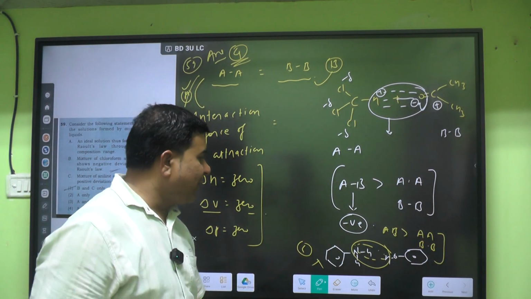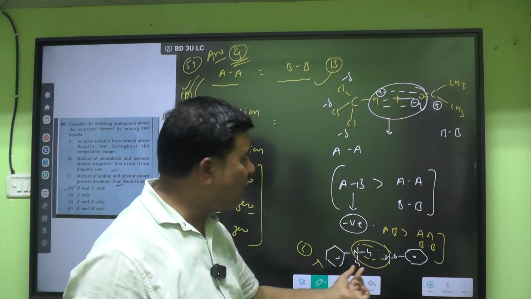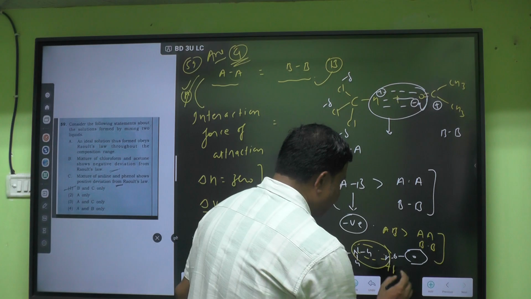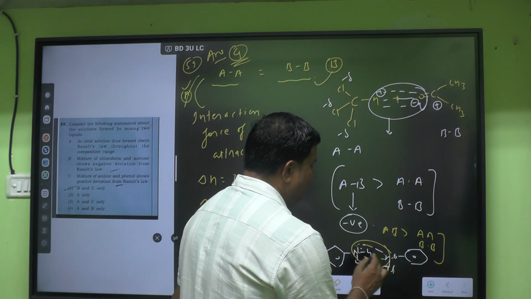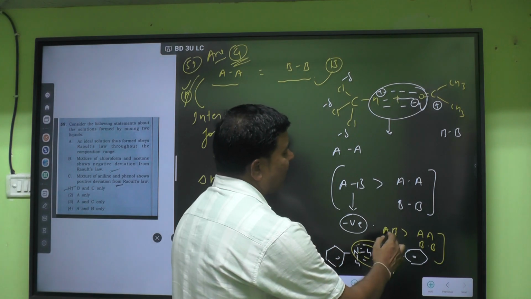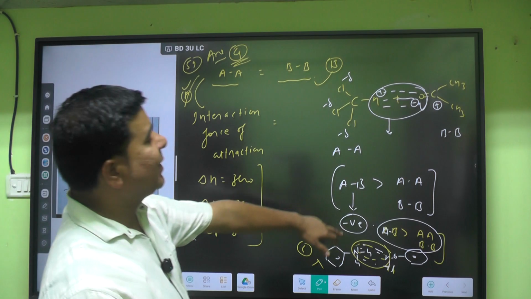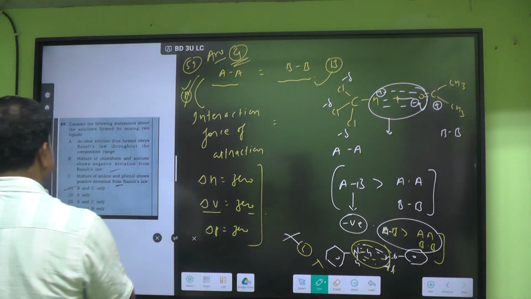In the case of the next, it is aniline and phenol. Oxygen is a more electronegative element, so the hydrogen is more acidic. That's why there is a positive charge here and a negative charge on nitrogen. That's why attraction increases between A and B molecules, and that's why there is negative deviation. That's why option C is wrong. Only A and B are correct. That's why the fourth option is correct.